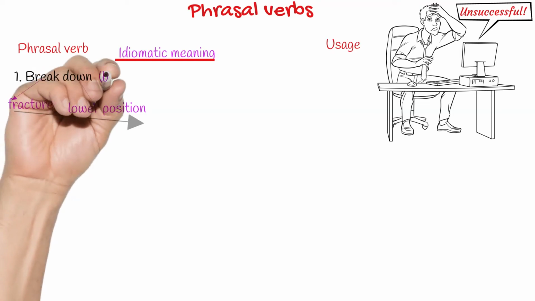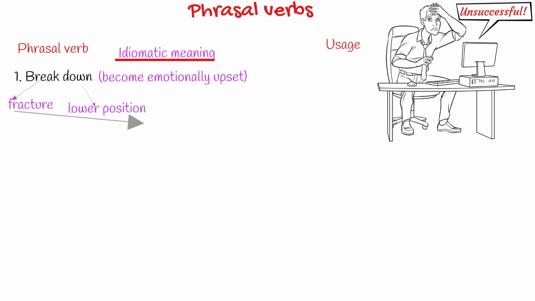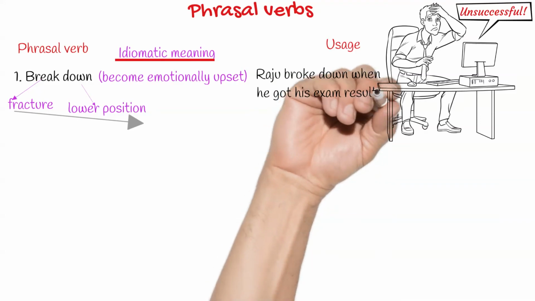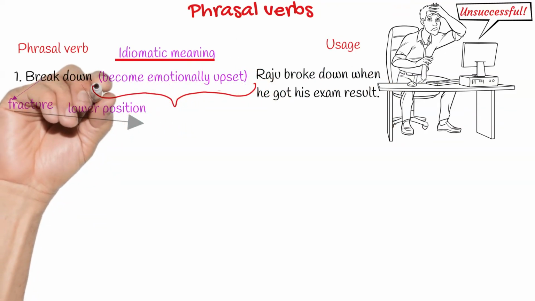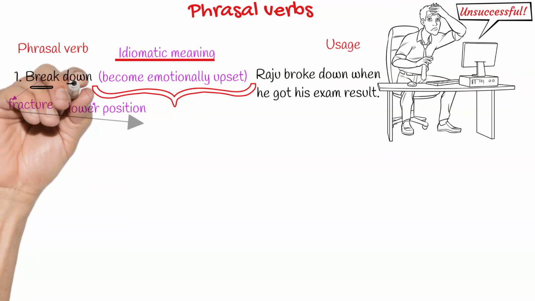Breakdown means to become emotionally upset. For instance, Raju broke down when he got his exam result. Means Raju became emotionally upset when he got his exam result. Phrasal verbs are formed from verbs plus prepositions or particles.